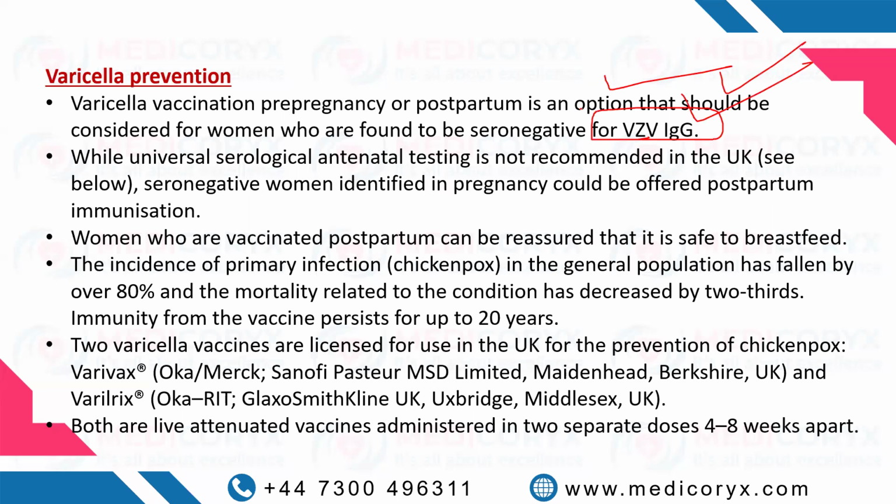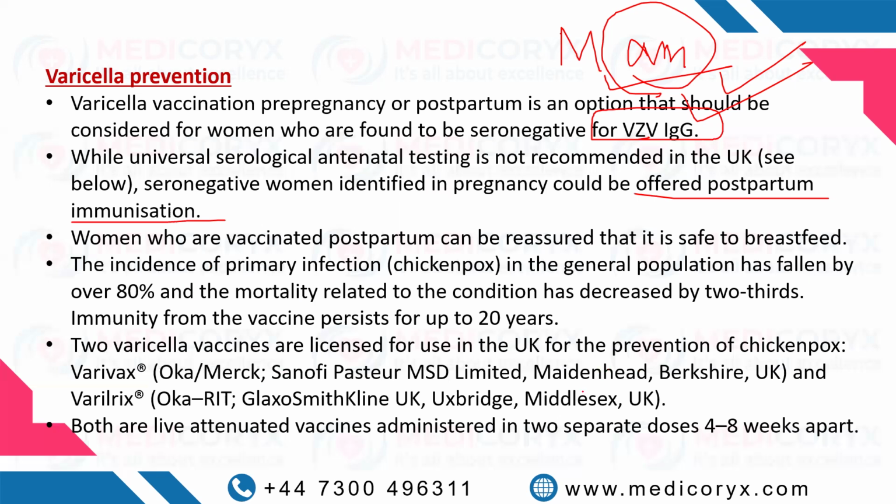Immunoglobulin G always comes when immunity develops. IgM is always, M is for "I am present," meaning this is going to be the acute infection. And G, when it turns into a dormant state or when it gives immunity. While universal serological antenatal testing is not recommended in the UK, seronegative women identified in pregnancy could be offered postpartum immunization. So that's why in history we always ask, for example, if they are coming from susceptible areas, or if we think that they might be negative for this and they are presenting with fever, malaise, and rash, in those women it is highly recommended that we at least inquire and then send the booking blood sample for IgG.